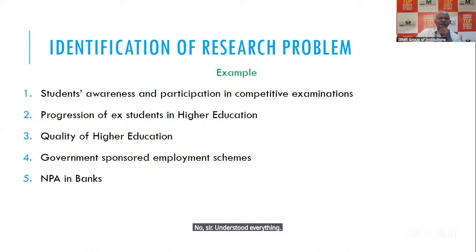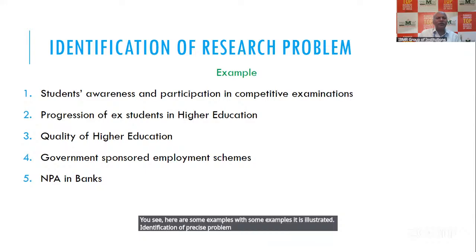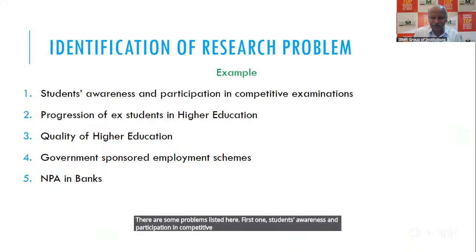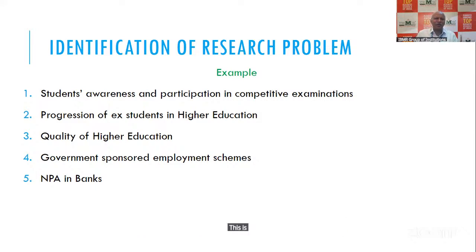Next we'll go to some examples. Here it is illustrated with some examples: identification of a research problem, and how a problem is to be identified. Some problems are listed here. First one, students' awareness and participation in competitive examinations. This is one research problem. Am I clear to you?